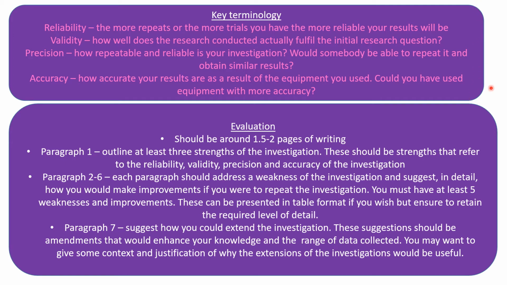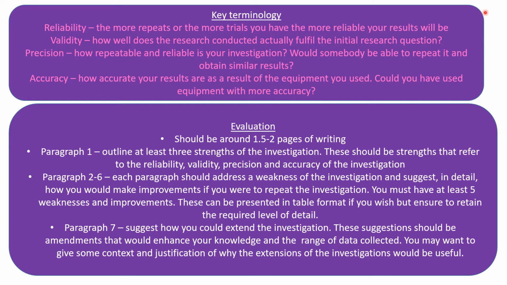So the more repeats you have, the more reliable your results are. Validity refers to how well the research actually fulfills the initial research question. Precision is how repeatable is it and how reliable is it? Would somebody be able to repeat it and obtain similar results? And accuracy is how accurate are the results as a result of the equipment that you used, and could you have used equipment with more accuracy?